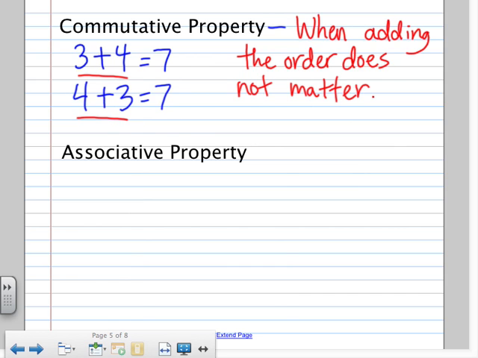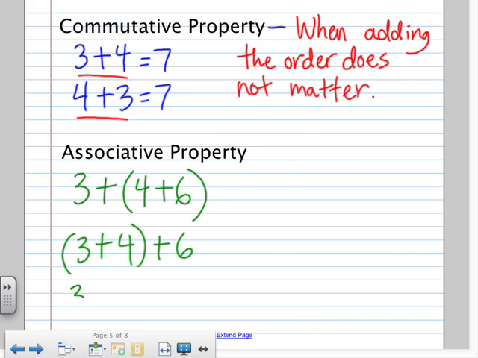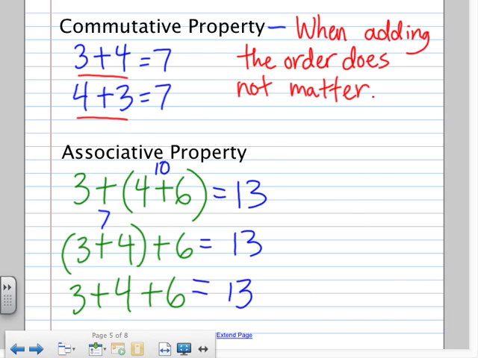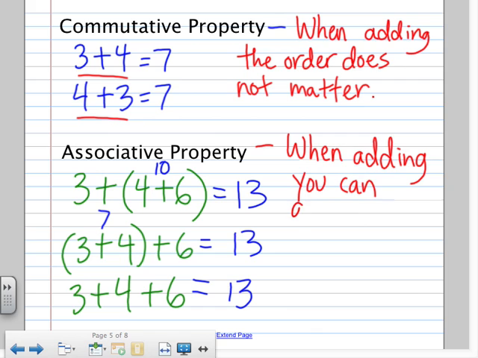Associative is very similar to that. It's talking about the order, but it's talking about the order when you're talking about parentheses. So if I had a problem like this, I can move those parentheses around, or really I could also just get rid of them, and no matter what, I'll get the same answer. Okay, so if I do this one first at the top, it's 10 plus 3 is 13. If I do that, I get 7 plus 6, also 13. And if I add all these up, I get 13. So no matter how I group the numbers when I'm adding, you can group the numbers however you like.